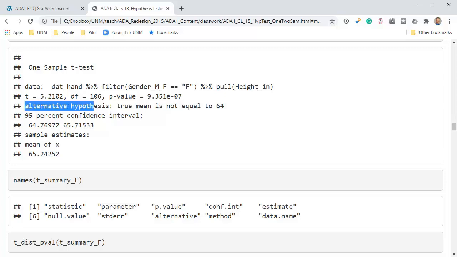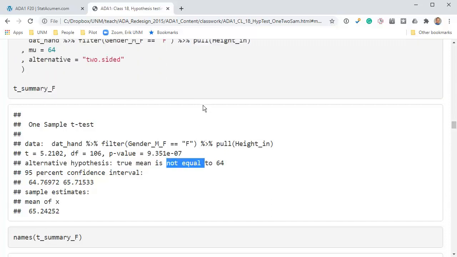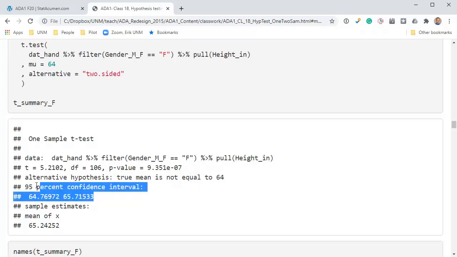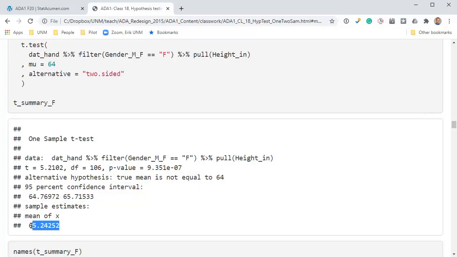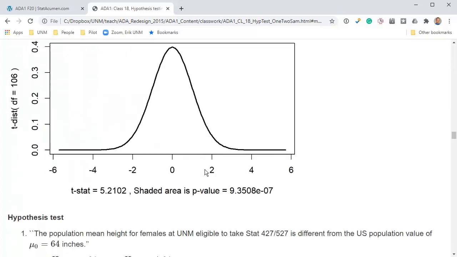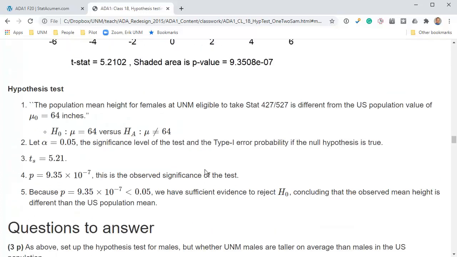It's good to always check this alternative. True mean is not equal to 64. Okay, so that corresponds to specifying two-sided. It might also say less than or greater than here. It has a confidence interval, which is what we looked at last time, and the estimated mean. So this t-statistic and the p-value is what we're going to use to make our decision. So let's scroll down and use that, and then we'll come back and look at that plot.